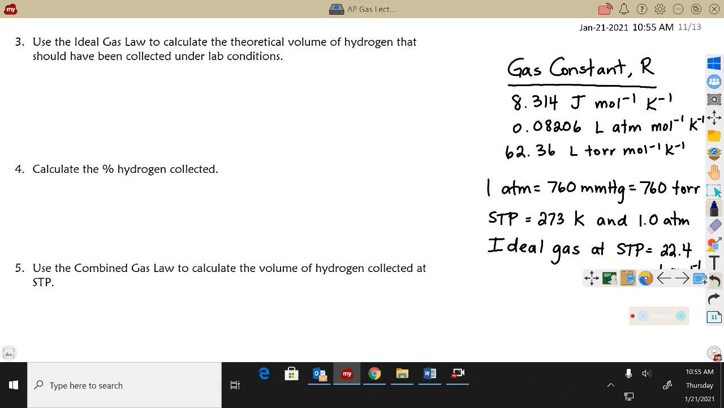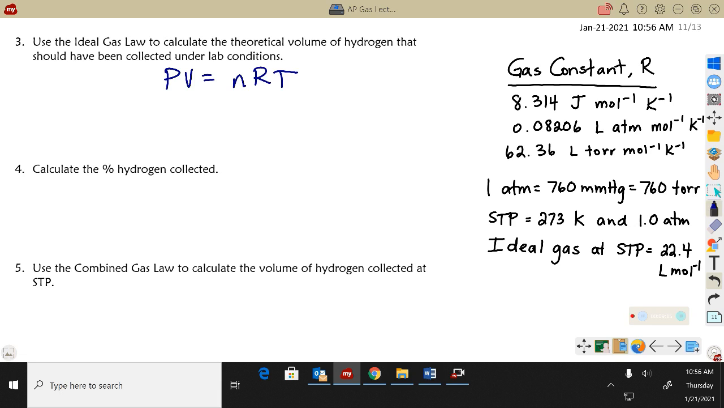Alrighty. Then, number 3, we're going to use the ideal gas law to calculate the theoretical volume of hydrogen that should have been collected at lab conditions. So the theoretical basically means like under the given conditions in the lab, 0.00251 moles of hydrogen should occupy what volume? The ideal gas law is pertinent. PV equals nRT. This is a great gas law. It's in the packet and it's just plug and chug.